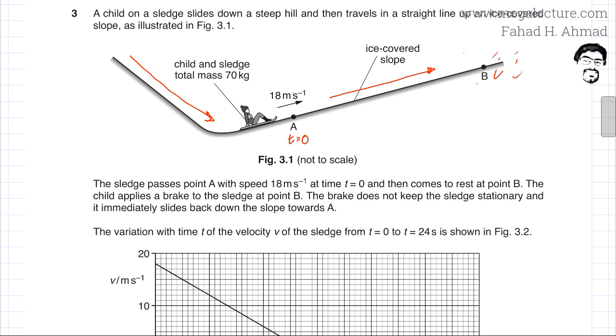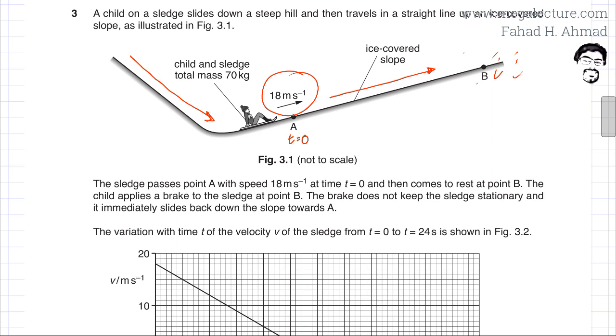And the question states that at t is equal to 0, they pass point A. So the sledge passes point A with speed 18 meters per second. So the speed is also given, it's 18 meters per second. And then he comes to rest at point B. The child applies a brake to the sledge at point B. The brake does not keep the sledge stationary and it immediately slides back down the slope towards A.